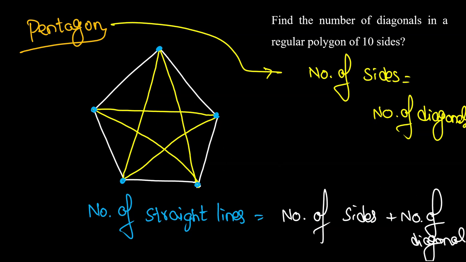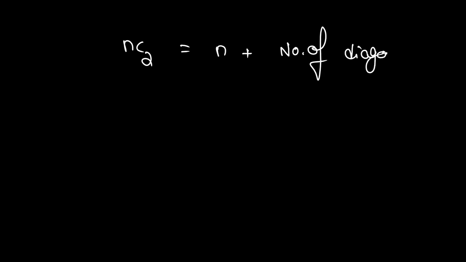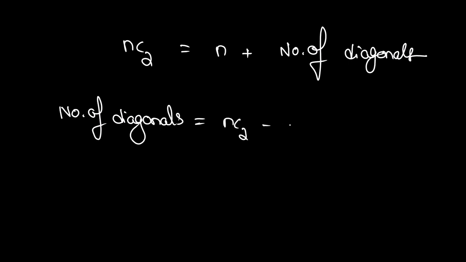This is the basic idea of how the formula is developed. Not only for the pentagon, for any polygon, the number of straight lines formed is equal to the number of sides plus the number of diagonals. It depends on the number of sides. If the number of sides is 10, that means 10 points are there, 10C2. With n sides, it is n plus the number of diagonals. Now I am giving you the formula. The number of diagonals is equal to nC2 minus n. This is the formula.